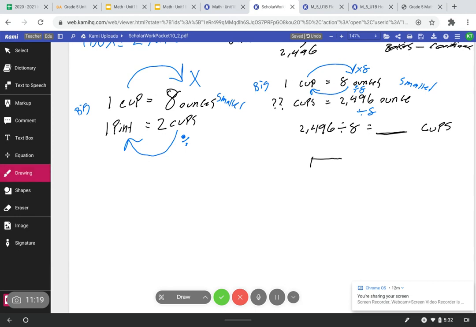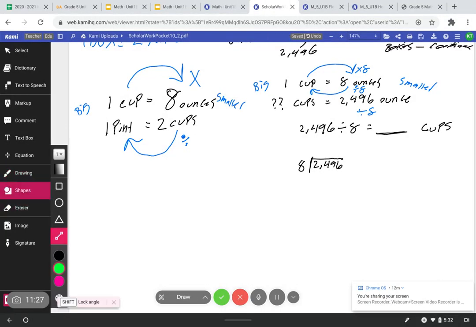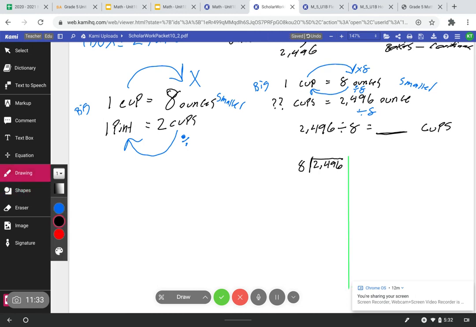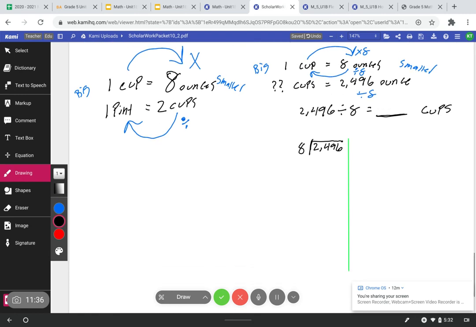So let's figure this out, 2,496 divided by 8. And again, we want to start with our friendly number estimation. So we could do 1, 10, 100, and 1,000. Let's start there and see which one is the closest to our dividend, the number that we are dividing up, the number we are breaking into groups. So we have 8, 80, 800, and 8,000.